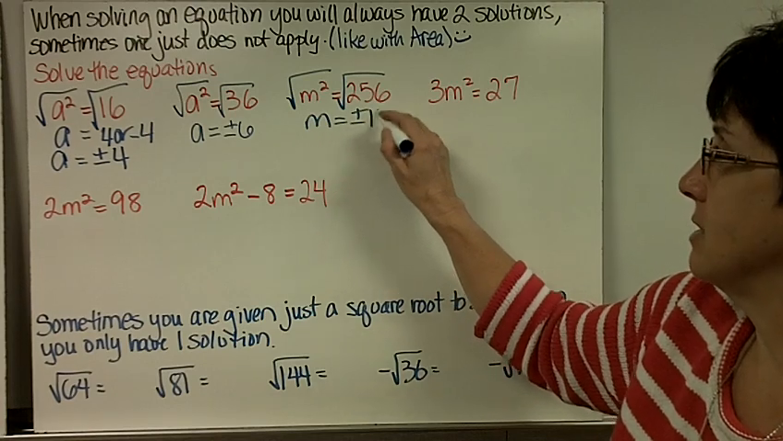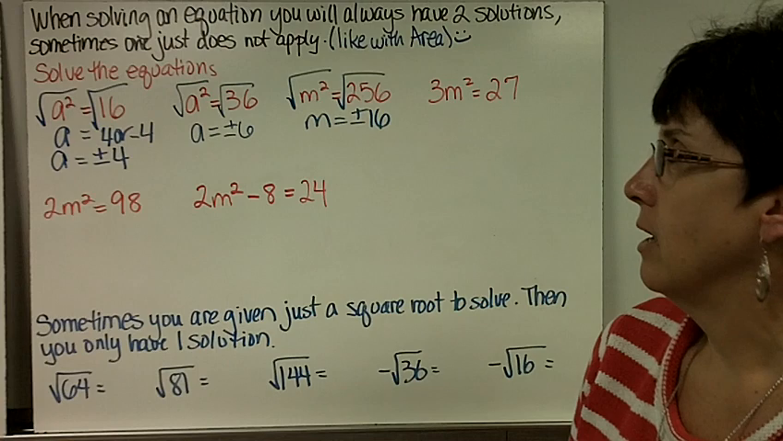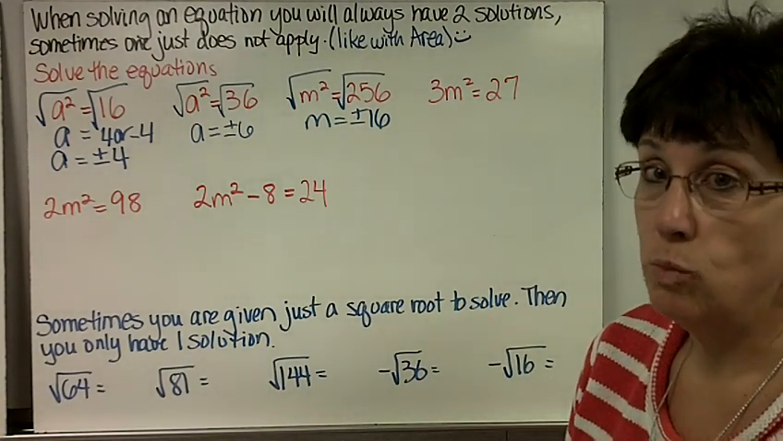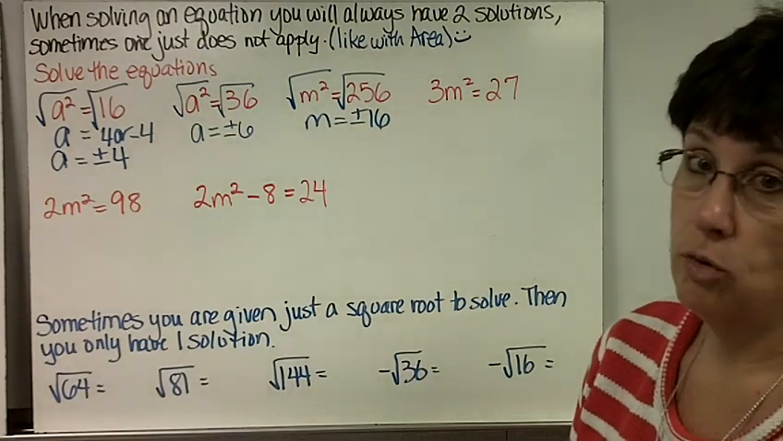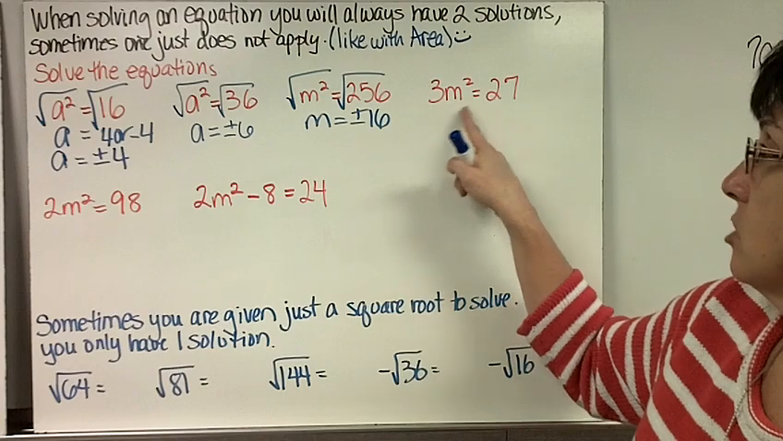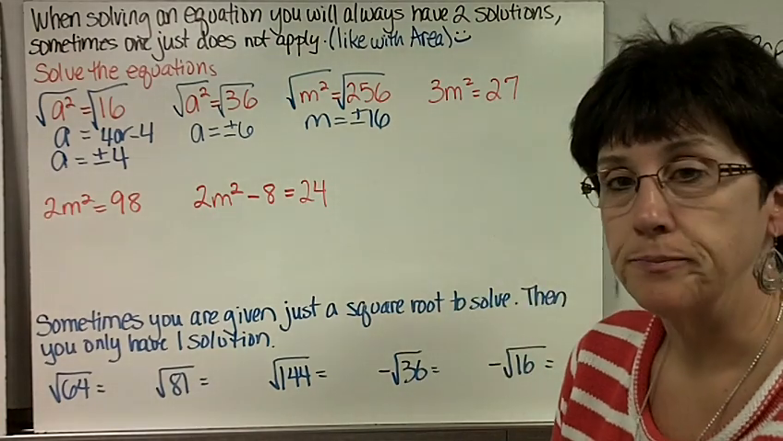Plus or minus 16. Okay, I'm going to give you a list in the next lesson of all the square roots that I want you to memorize, a lot of them, and it will help you because you're not going to be having calculators. What if I have a problem like this? 3 times m squared equals 27.